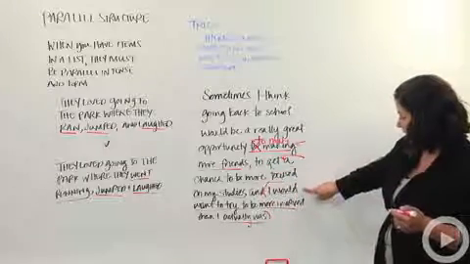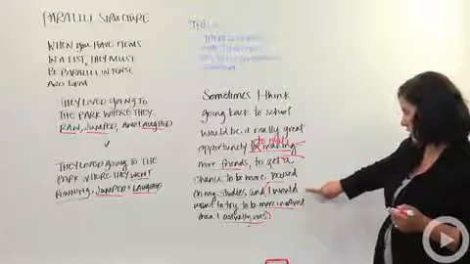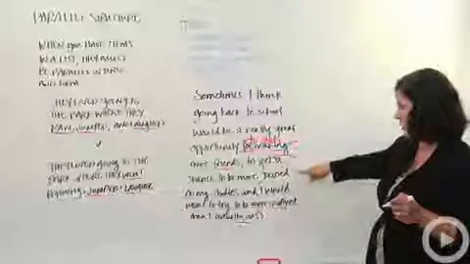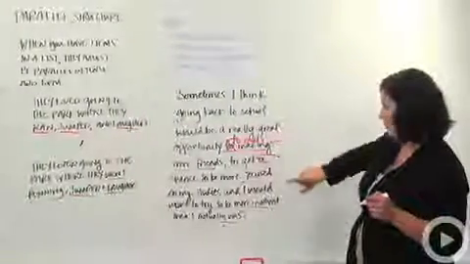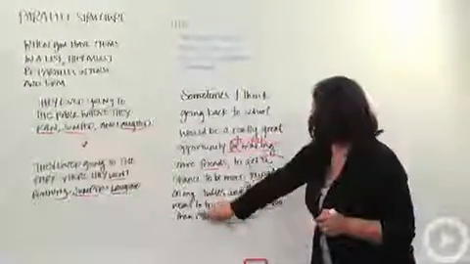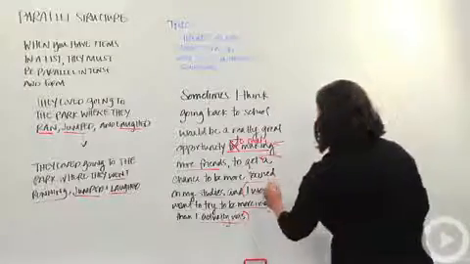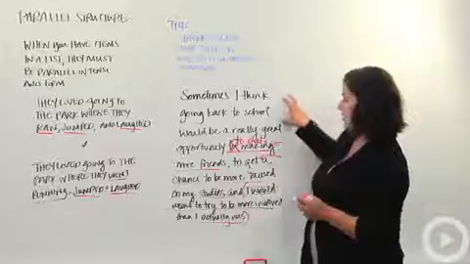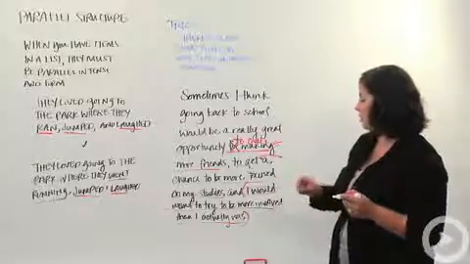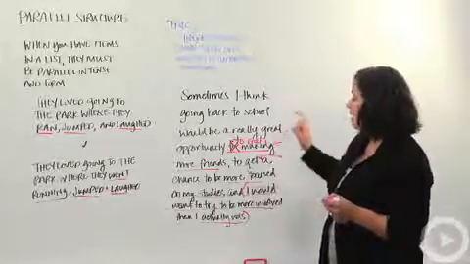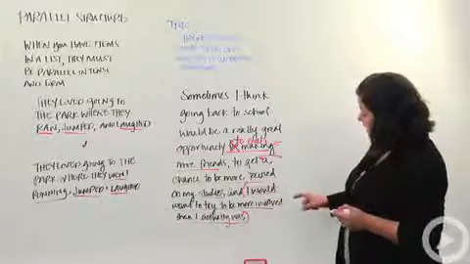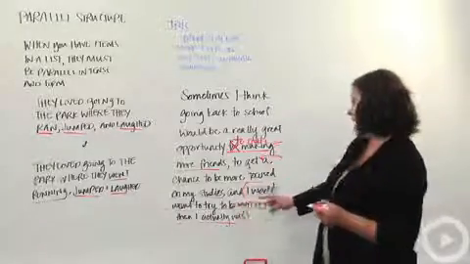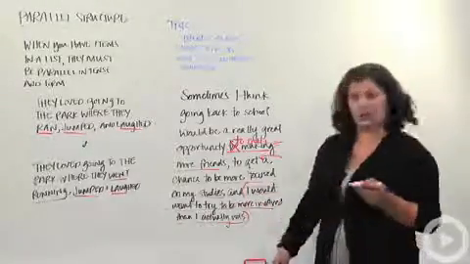Now let's look at here and see how we can make I would want to try to be more involved than I actually was to our infinitive form. And we already have to try here. So I can make this parallel by just getting rid of I would want to. And now I've got the sentence, sometimes I think going back to school would be a really great opportunity to make more friends, to get a chance to be more focused on my studies, and to try to be more involved than I actually was.